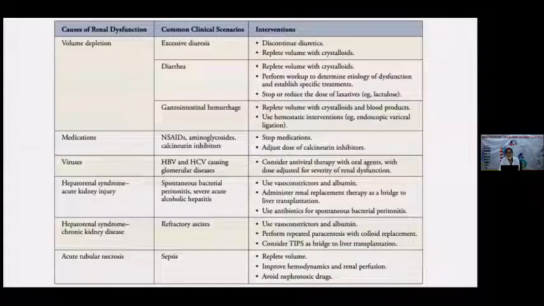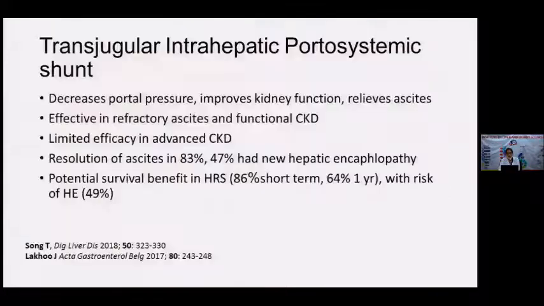If there is volume depletion, we treat that according to the cause. Then transjugular intrahepatic portosystemic shunt decreases portal pressure, improves kidney function, and relieves ascites. It is effective in refractory ascites and functional CKD. Resolution of ascites was seen in 83% of patients, and there is a potential survival benefit in HRS, long-term as well as short-term.